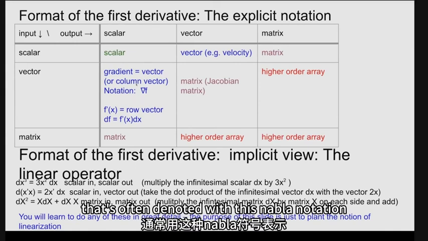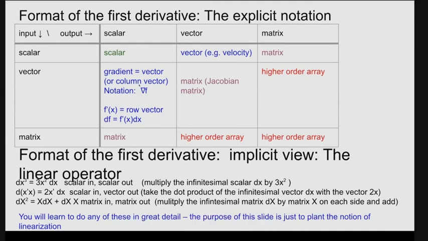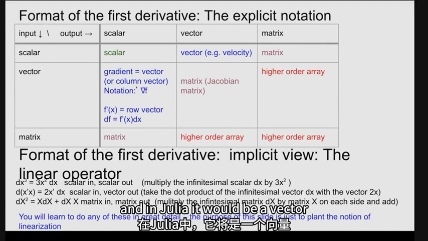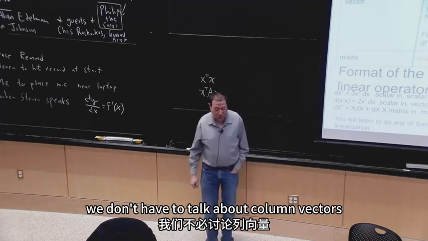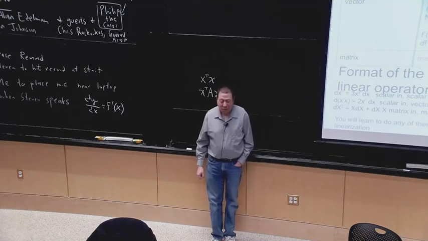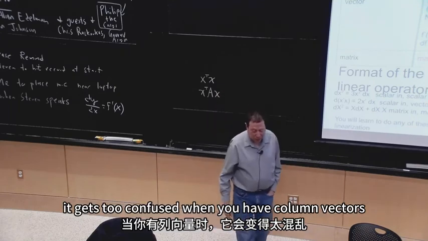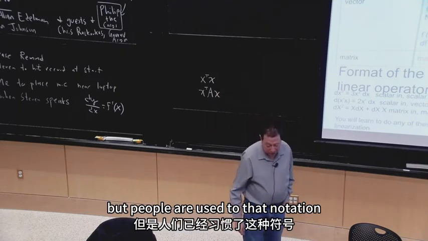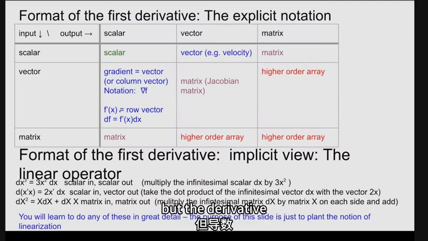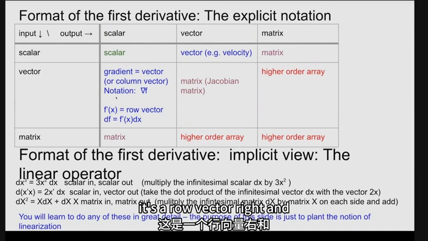So that's often denoted with this nabla notation. You know, in LaTeX, it's \nabla. So usually pronounced grad f or gradient of f. And in Julia, it would be a vector. We don't have to talk about column vectors and row vectors. It's simpler to just say vectors. It gets too confusing when you have column vectors, but people are used to that notation. It's just a vector, but you could call it a column vector. But the derivative is the transpose. It's a row vector, right?